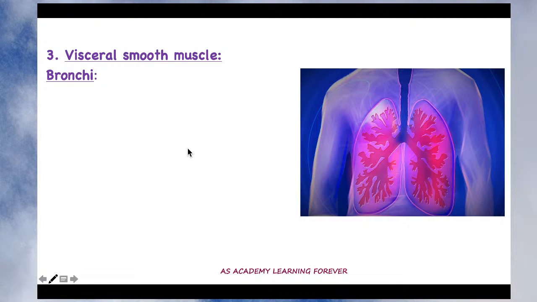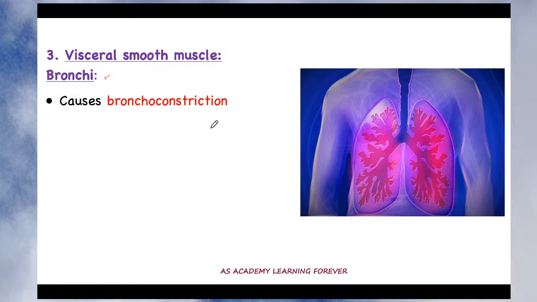Third, it is action on the visceral smooth muscle. Now, what do you mean by visceral smooth muscle? Those smooth muscles which are present inside the body are called visceral smooth muscle. What are those smooth muscles present inside the body? One, it is the bronchi, uterus, then intestine. So, these are the visceral smooth muscles which are present inside the body. Let's see what is their action.